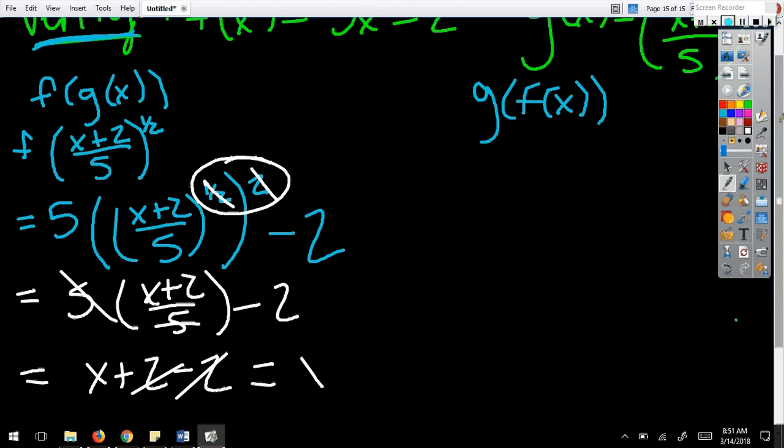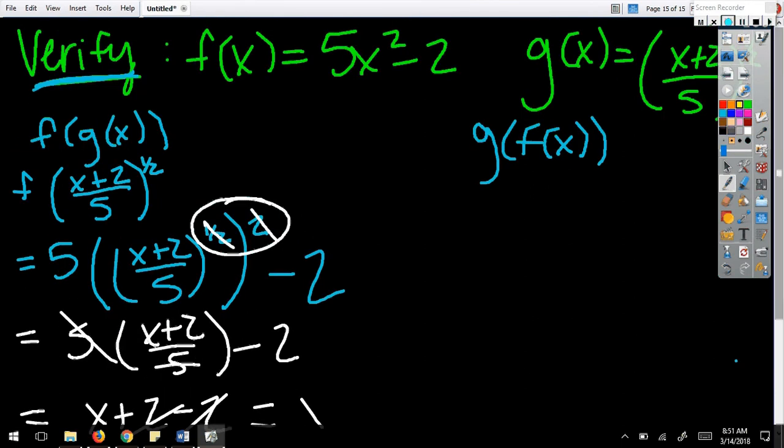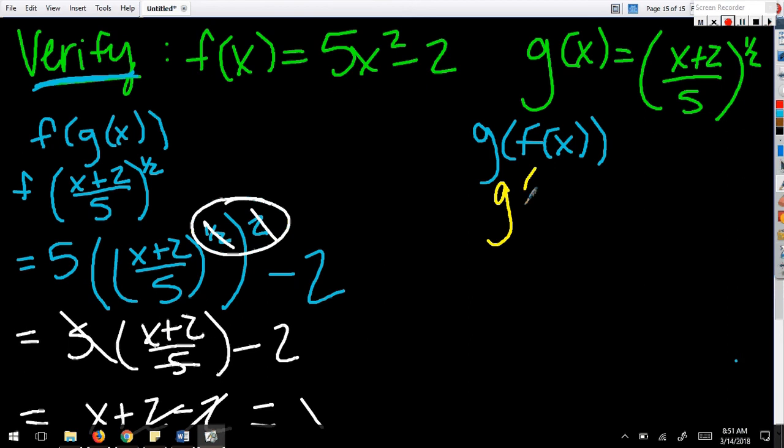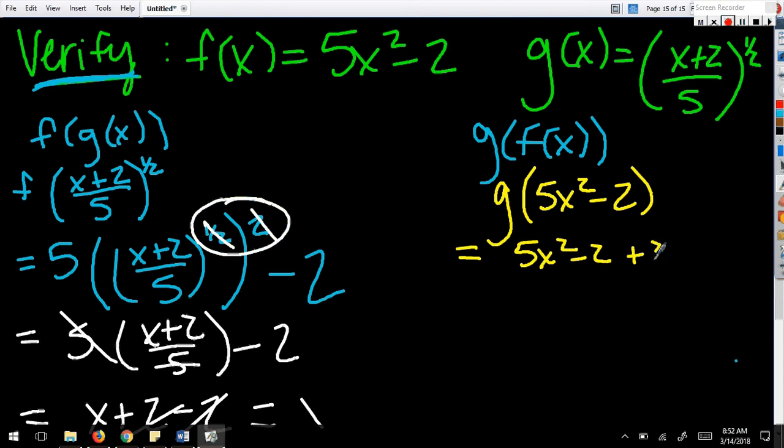Because just like a proof, I have to show beyond any shadow of a doubt that, well, this one's not like a geometric proof. We're not justifying with properties and theorems and laws. All right, so f of x is 5x squared minus 2. So in the G, I am replacing the x with 5x squared minus 2. So I get 5x squared minus 2 plus 2 over 5.